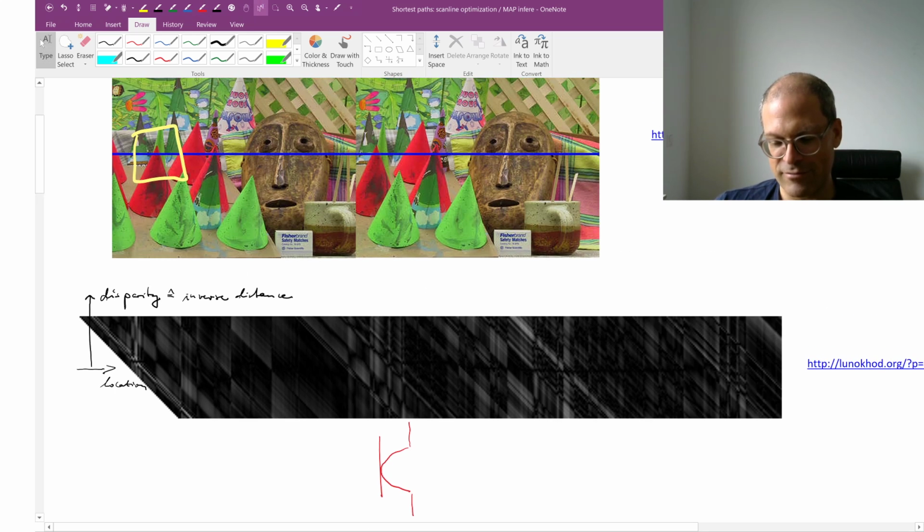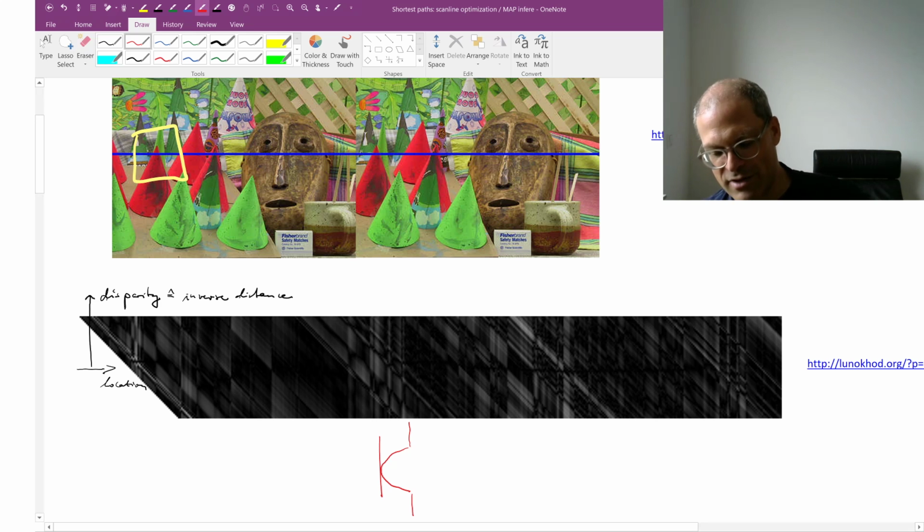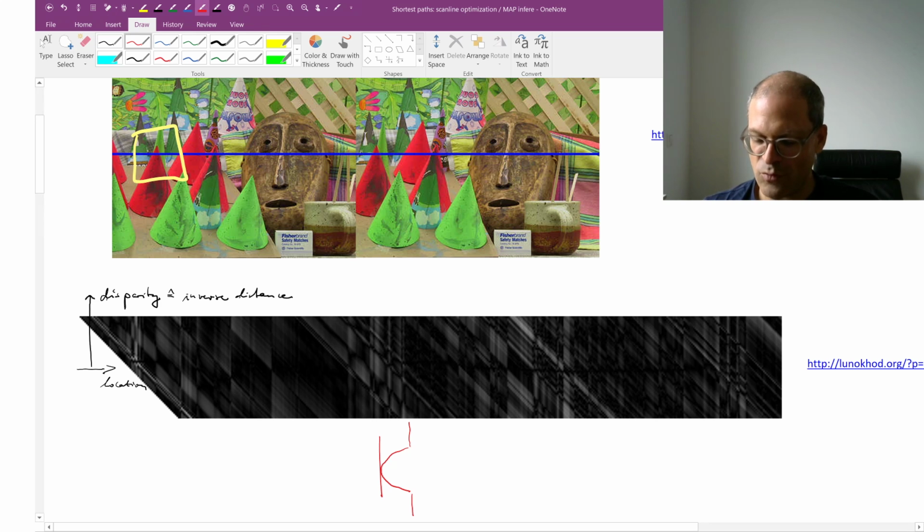So the idea is that you try and smooth things, but sometimes we do have jumps in depth, where we have occlusion, like here. So the cone is in front of the face, there is occlusion, there is a depth jump in the real depth map. Then we do admit that jump, and we only charge for it once, no matter how far the jump in depth is.